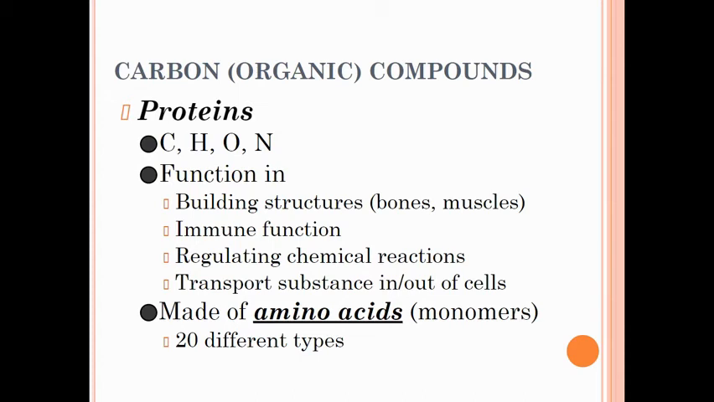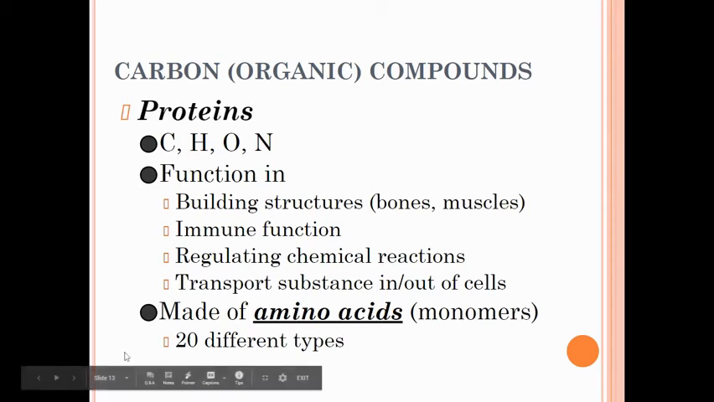Proteins regulate chemical reactions, and we'll actually be talking about those in just a little bit in this unit. These proteins that can regulate chemical reactions are called enzymes. And proteins can transport substances in and out of cells. The monomers that build proteins are called amino acids. There are 20 different kinds of amino acids, and those 20 different amino acids can be put together in lots of different arrangements to make thousands upon thousands of different proteins.